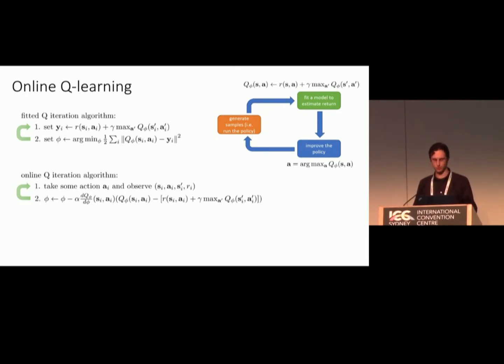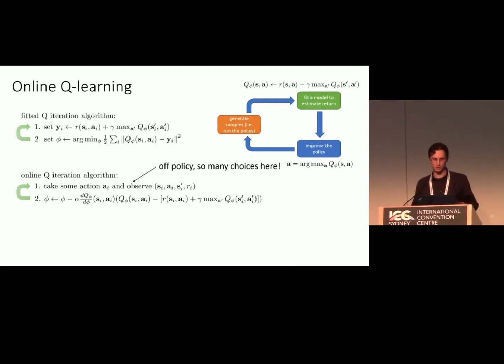So you just take your current value of Q minus the target value, which is Ri plus gamma times the max with respect to the action at the next state, and then you multiply that by dQ/dphi. So you just backpropagate that error, and then you update your Q function network.